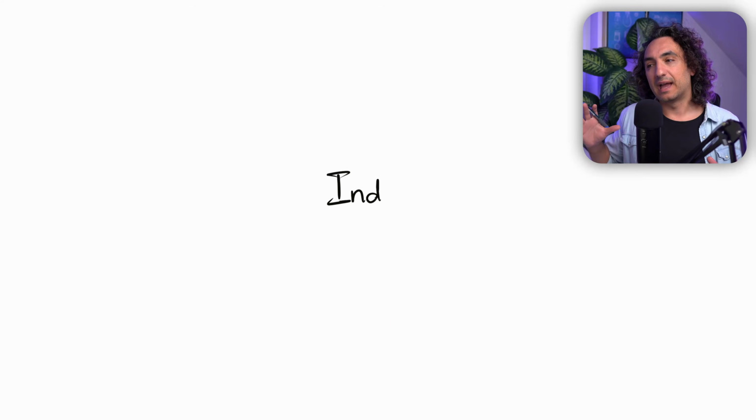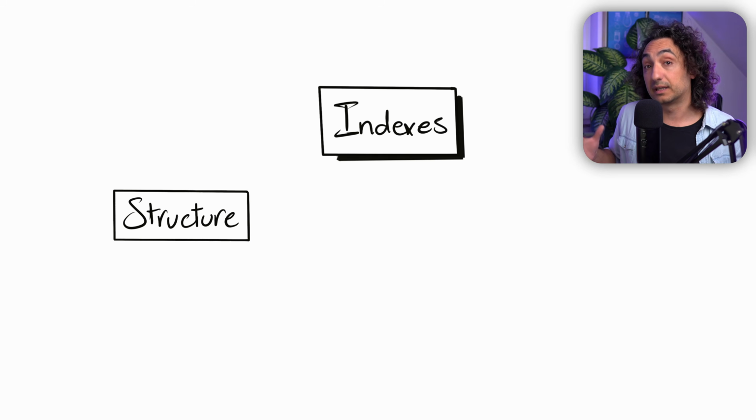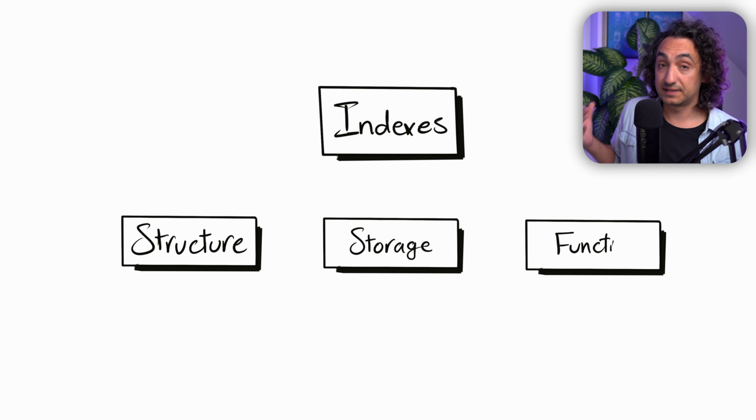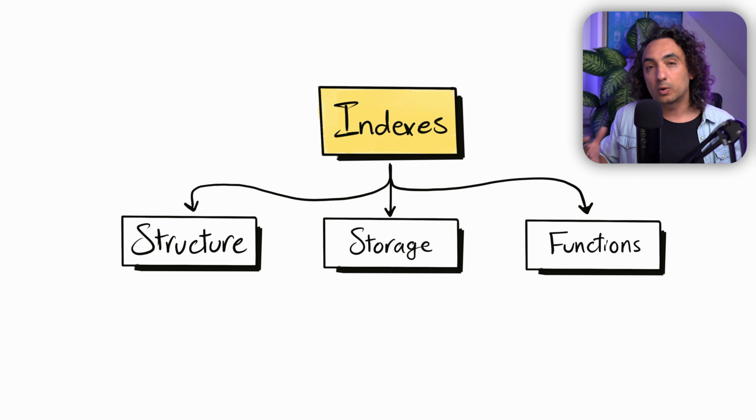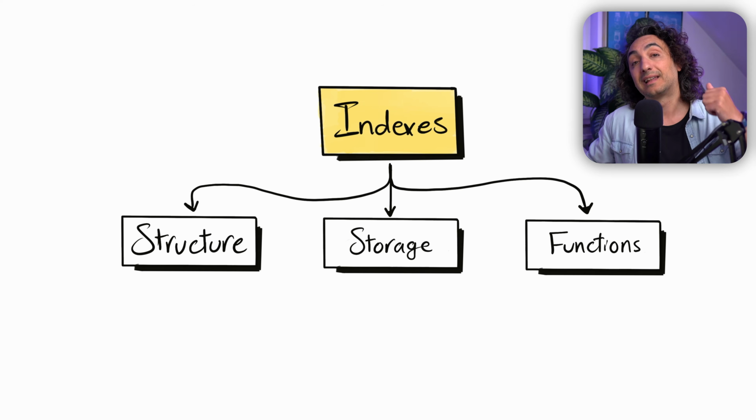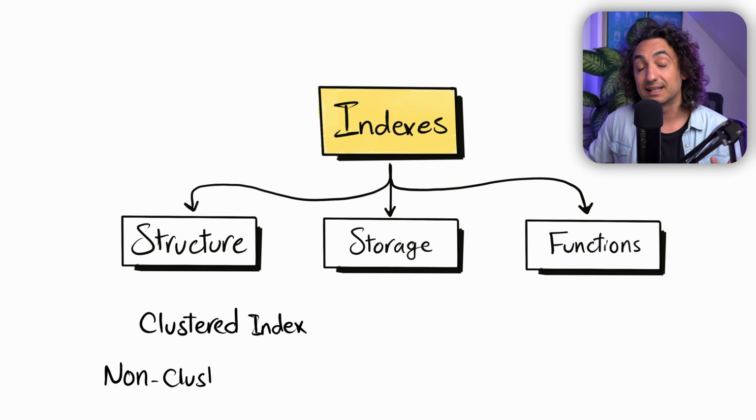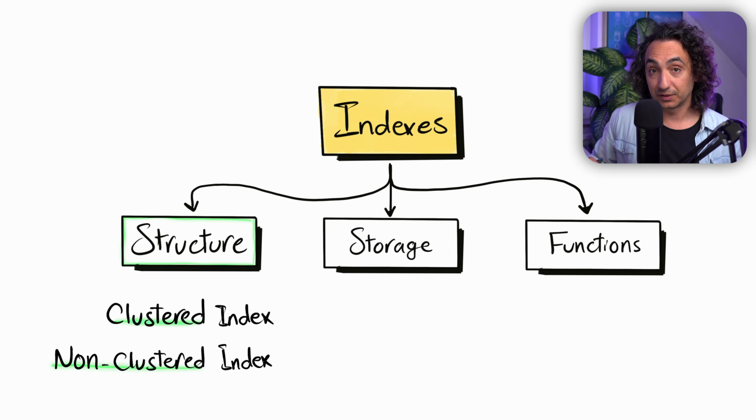So now let's have a quick look at the different types of indexes that we have in databases. I divide the indexes in databases into three categories. The first one is by the structure, how the database is organizing and referencing the data. And here we have two types, the clustered index and the non-clustered index. Those are very important to understand.